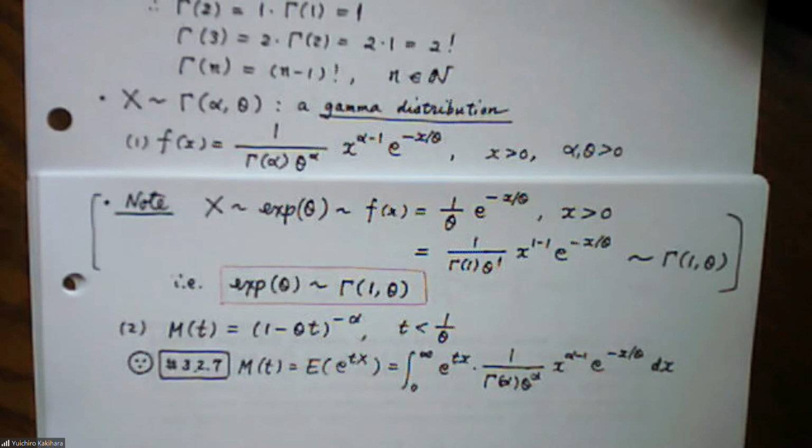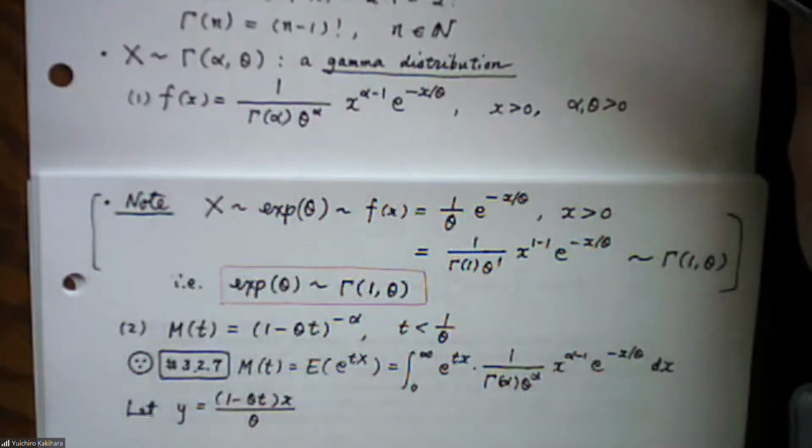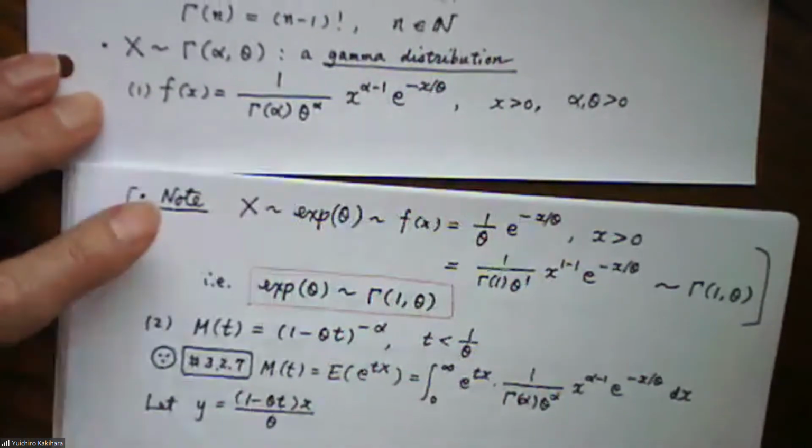Then here's an idea. Change a variable. Let y be 1 minus theta t, and then times x over theta. This is a change of variable. This is the idea, just simplifying the situation. Not a great idea, but just an idea. Change of variable.